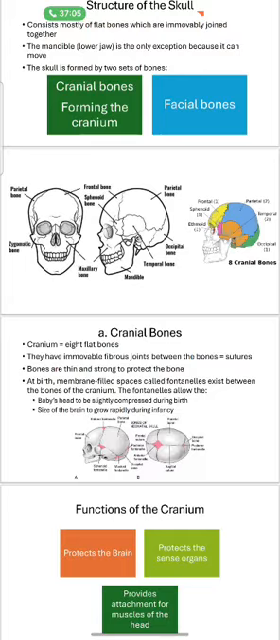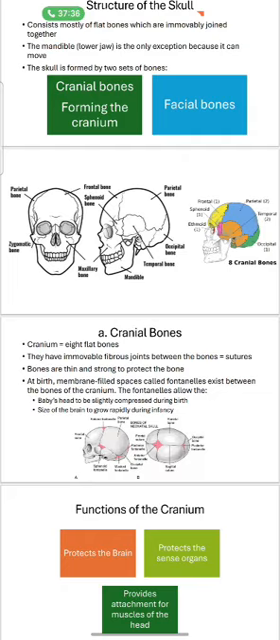Cranial bones. The cranium equals 8 flat bones. They have immovable fibrous joints between the bones, called sutures. The bones are thin and strong to protect the brain. At birth, membrane-filled spaces called fontanelles exist between the bones of the cranium. Fontanelles allow the baby's head to be slightly compressed during birth, and the size of the brain to grow rapidly during infancy.